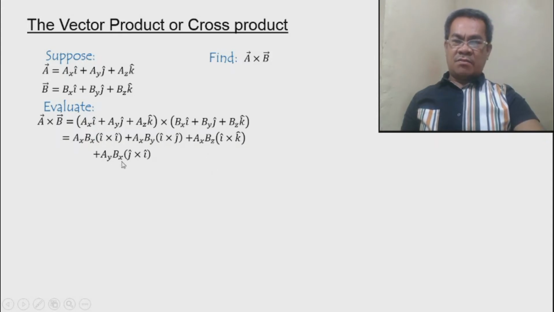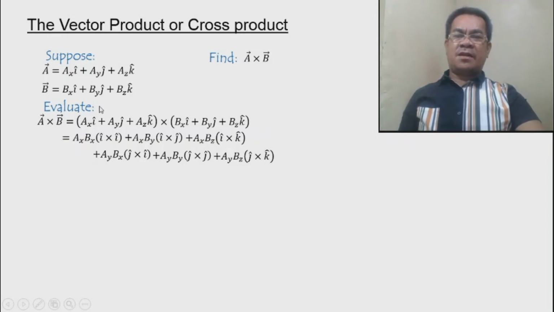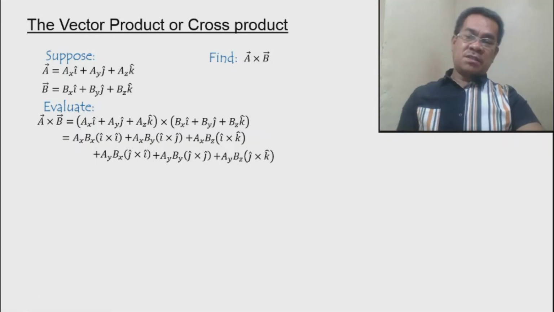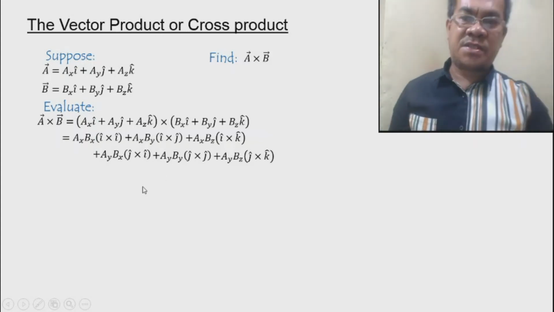Okay, AX, BX, I cross I. Next is AY, BY, J cross J. Then finally we have AY, BZ, J cross K. Can you follow? It is just like algebra, distribute, but be careful with the unit vectors. Do not interchange and put them into a grouping symbol, because you can reverse the components AY and BX, but you cannot reverse the vectors because it has a different meaning when you reverse them.